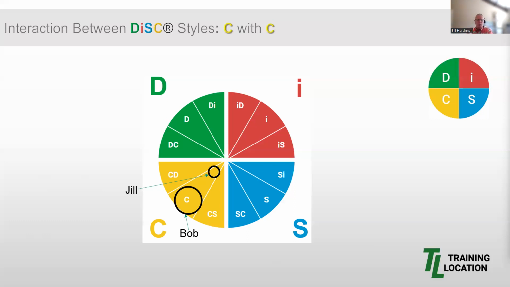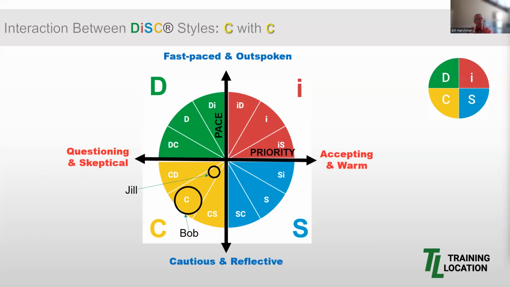Now let's see what the pace and priority model looks like overlaid on the Everything DiSC model. It just helps reinforce what we're learning. Now remember, these two C's share a cautious and reflective pace and a questioning and skeptical priority. Bob is in the lower third of the vertical pace continuum, and in the left third roughly of the horizontal priority continuum. Okay, now look at Jill. She's almost in the middle of the pace and priority continua. In fact, she's basically in the center of the Everything DiSC model.